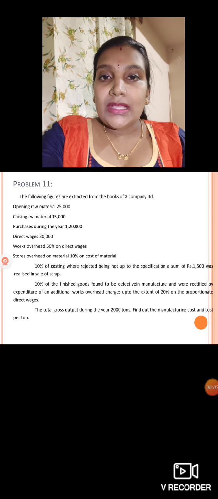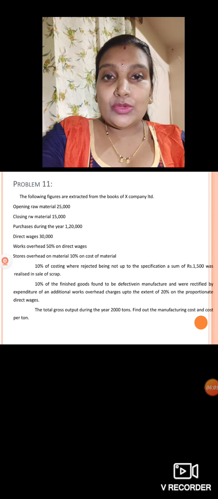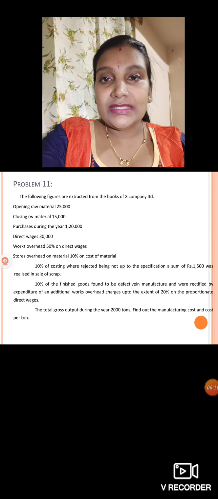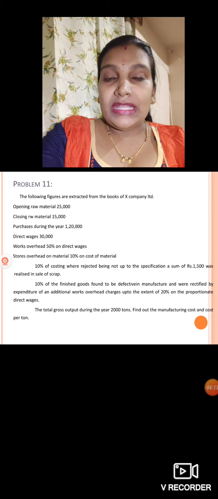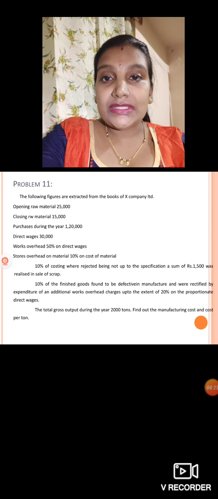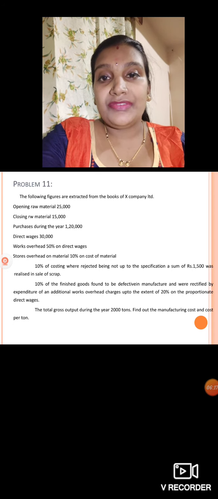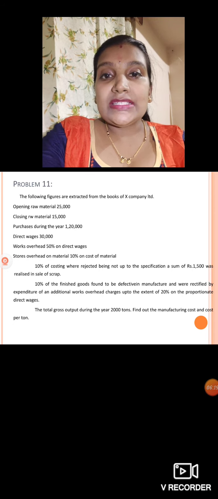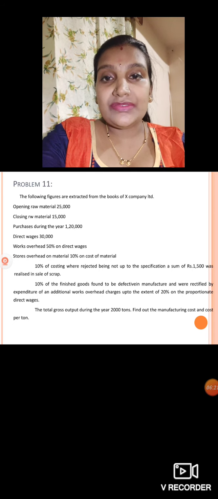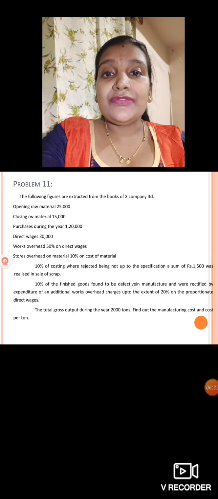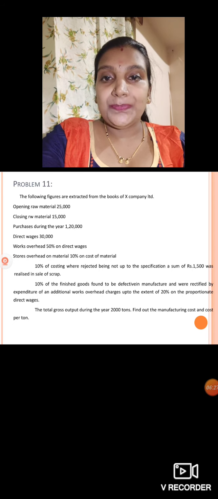Okay. So the 11th problem, similarly you have, which I want you to solve as homework. The following figures are extracted from the books of the X Company Limited. Opening raw material, how much do we have? 25,000. Closing raw material, 15,000. Purchases during the year, 1,20,000. Then direct wages, 30,000. Works overhead, 50% on direct wages. Then 50% of direct wages you should calculate, as we have calculated previously.